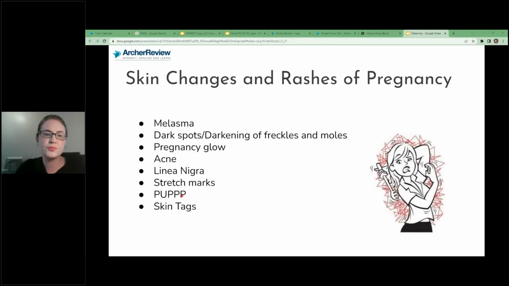PUPPP stands for pruritic urticarial papules and plaques of pregnancy. And it really is a relatively rare condition that can occur in pregnancy. It occurs in about 1 out of 150 pregnancies, but as someone who works in women's health, I used to see it all the time. And basically, this causes these itchy, red, raised patches to show up on the skin, usually inside the stretch marks around the abdomen. And the good news is this goes away almost immediately after you deliver. It's typically caused by the hormones of pregnancy again. And then finally, a lot of times pregnant women get a lot of skin tags as well.